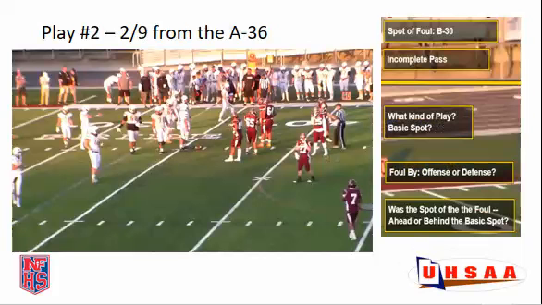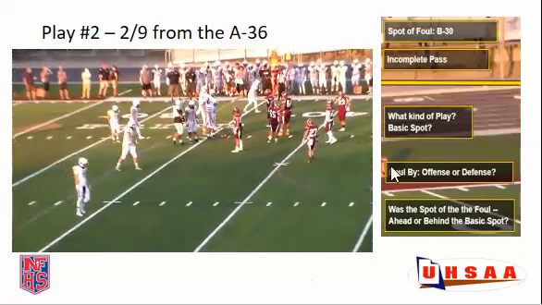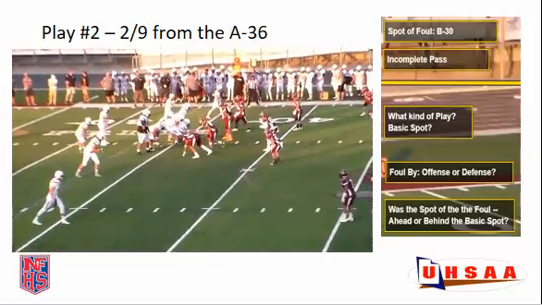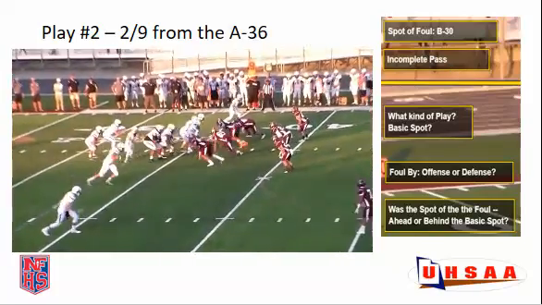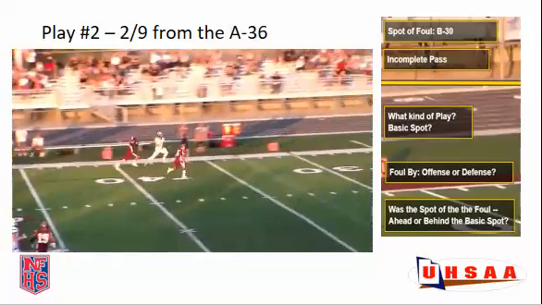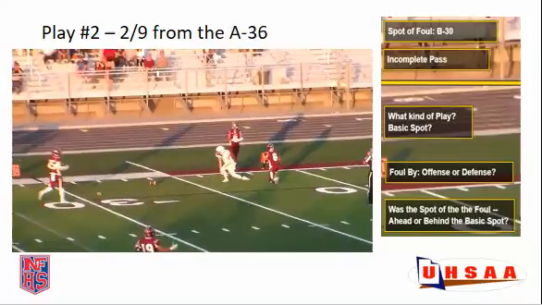Let's look at play number 2. This time we're going to snap from the 36-yard line, and the spot of the foul will be the B30, way downfield, and the result of the play is an incomplete pass. So let's watch it. The pass is thrown downfield, and the back judge rules pass interference on the defense.